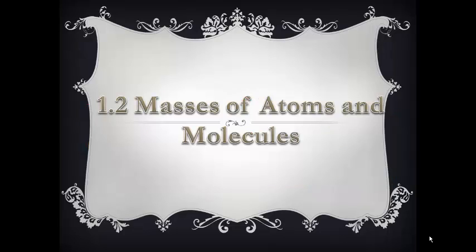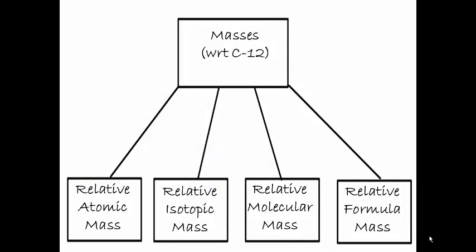1.2 Masses of atoms and molecules. Basic section that talks about an atom and a molecule and their masses. The masses are broken up into 4 different things, all relatively the same. One deals with atomic mass, isotopic mass, molecular mass, and formula mass, all based on carbon-12.